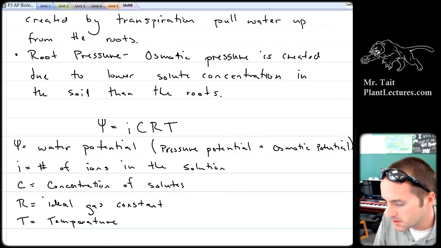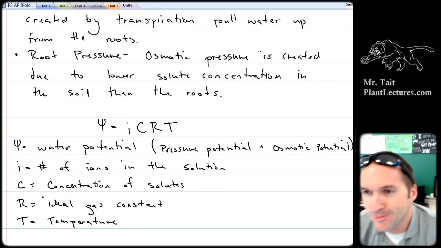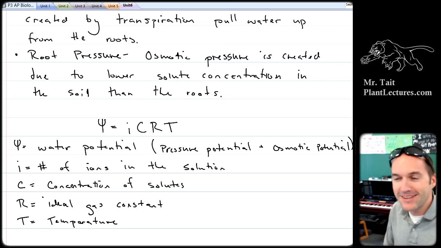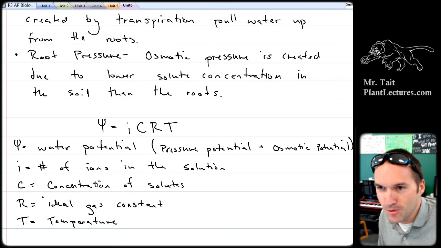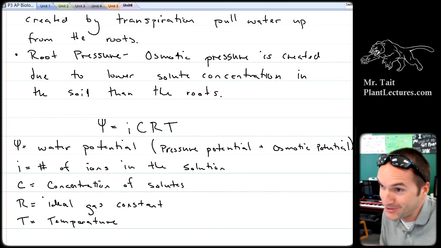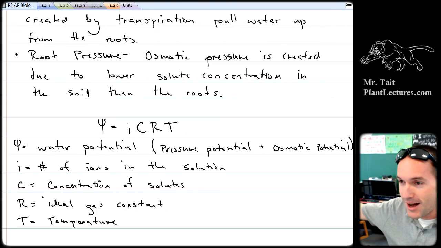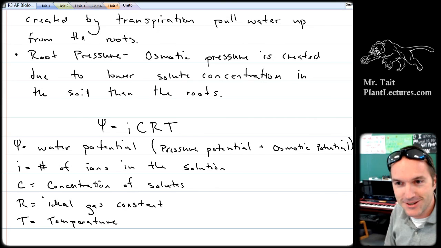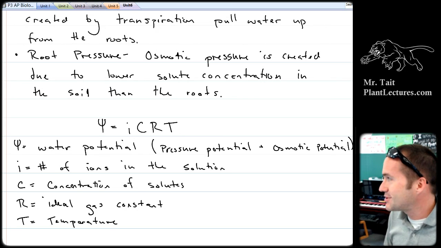My very first year teaching AP Bio, I did not teach this formula, and it was on the exam as one of the FRQs, and all it said was, consider the equation psi is equal to iCRT, define each variable, and say how it relates to plants. That was the entire question, and I had never talked about it, so my kids, of course, said psi is equal to, I can't remember this, iCRT, which is actually really helpful for remembering the equation, right? I can't remember this, iCRT. So as long as you know what the things are after that, then you can translate it into something useful.